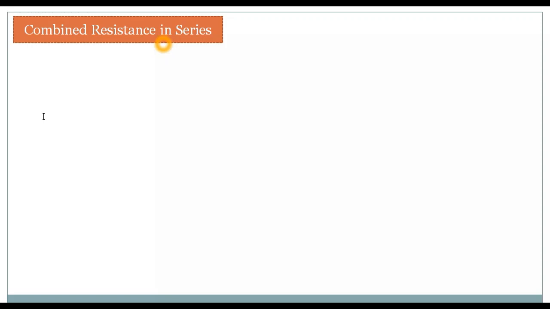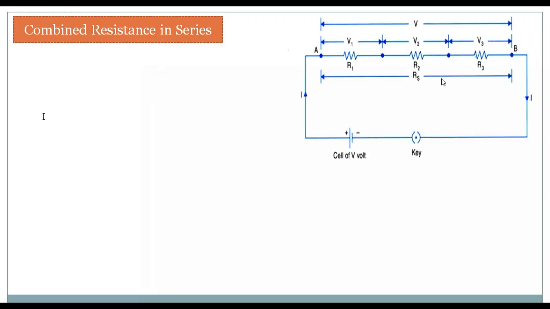Before we derive the formula for resultant resistance of a number of resistances connected in series, we should remember that when a number of resistances are connected in series, that means they are joined end to end and are joined to the terminals of the battery, what happens? Each resistance has a different potential difference. You can look here. Here we have connected three resistances, and then we have connected them to a battery, to a cell here.